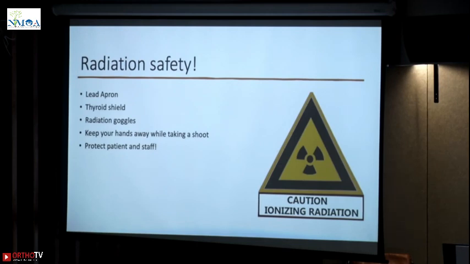Radiation safety is of utmost importance. The responsibility lies with you. The radio technician or the radiographer should be trained. Avoid unnecessary shoots. Use a lead apron, use a thyroid shield, use radiation protection goggles. They are very easy to get. You can get your own or from the cath lab. You have the cardiologist using the radiation goggles. You can always borrow it from them. Keep your hands away while taking the shoot and protect the patient and the staff from unnecessary exposures.